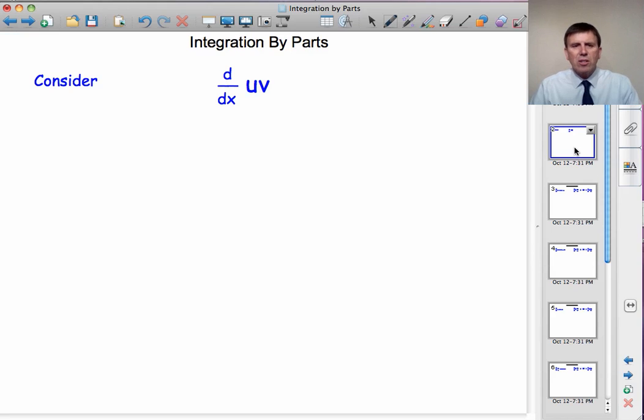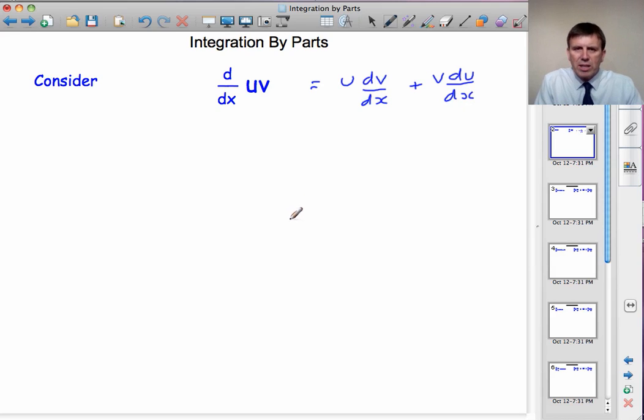To begin then, let's consider we're differentiating with respect to x a product function uv, where u and v are themselves functions of x. Well, using the product rule, d by dx of uv is equal to the first function, u, multiplied by the differential of the second function, dv by dx, plus the second function, v, multiplied by the differential of the first function, du by dx.